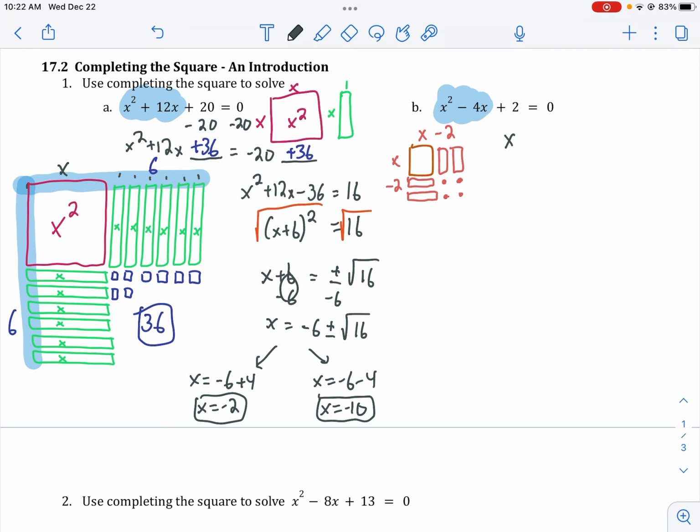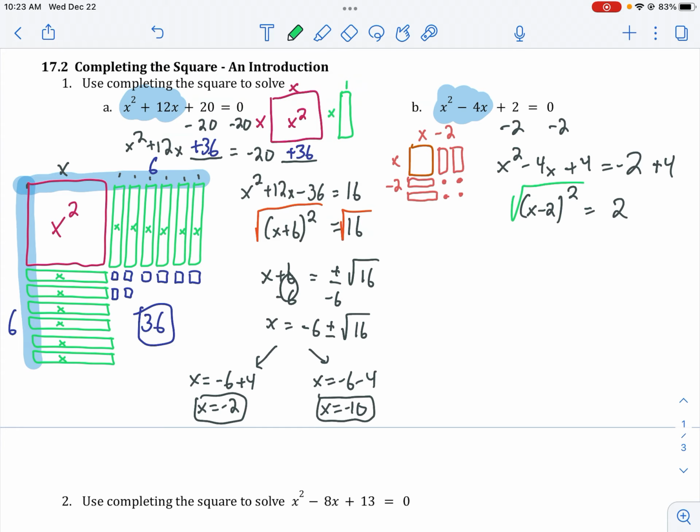Now I got a little ahead of myself. So let's subtract the 2 first. So we'll minus 2 on both sides. So we get x squared minus 4x equals negative 2. All right. And I left my blank because I know I have to add 4 and add 4. Right. Now the left side is x minus 2 squared based on the size of our square. And then the right side, this is just going to be 2.